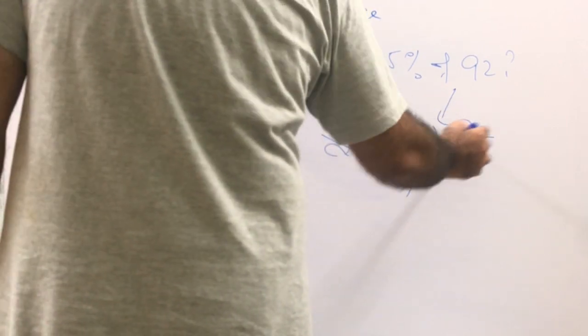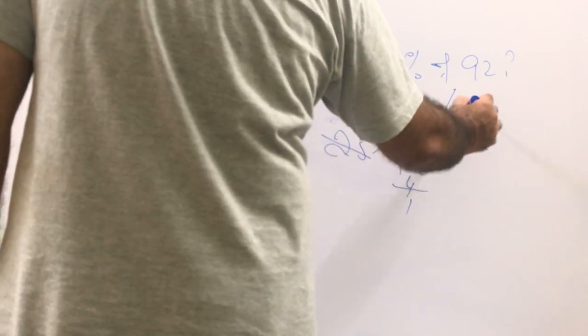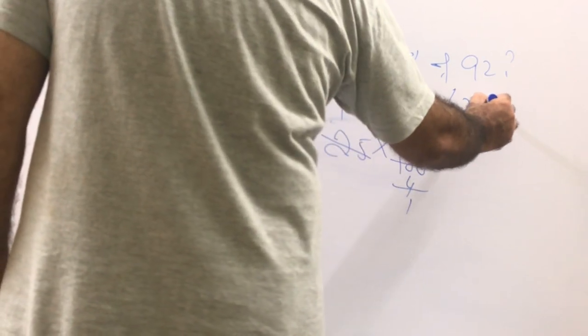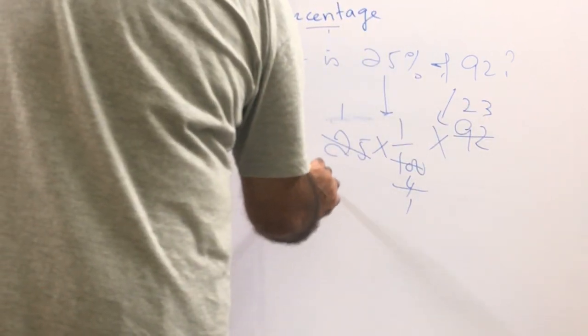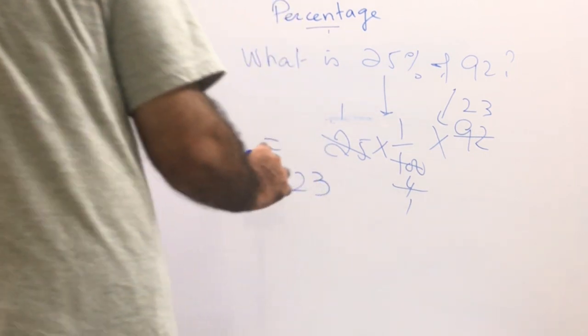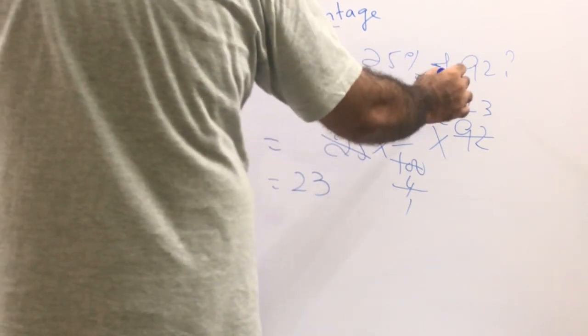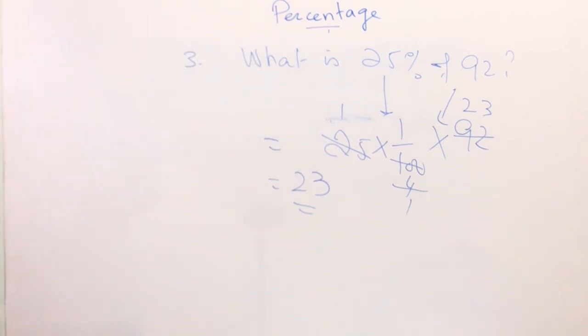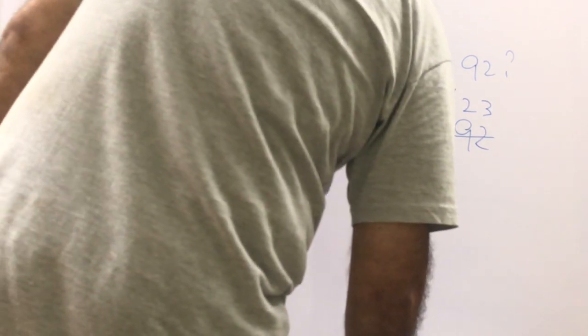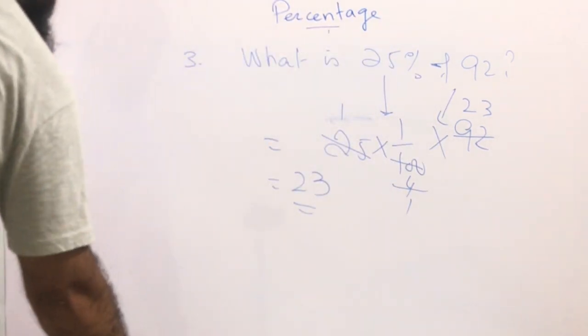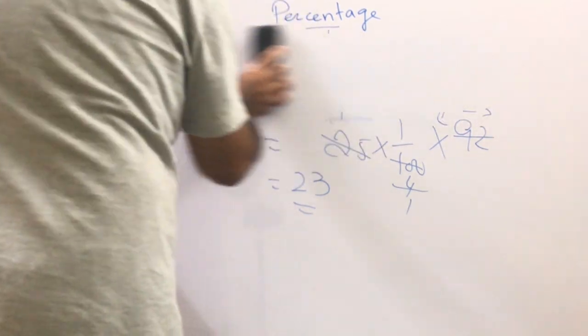Then we will also simplify these two. 4 ones are 4, 4 twos are 8, 4 threes are 12. So 25% of 92 is 23. 23 is the answer for question number 3. Then we move ahead.